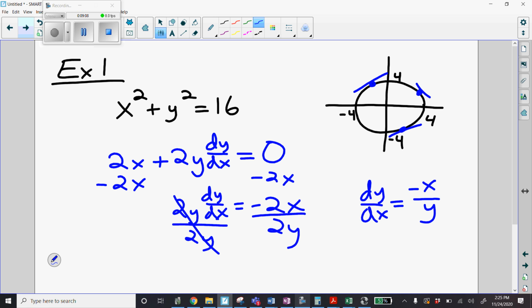Good, let's take a look at another example. By the way, when they ask you to evaluate at a point here, the nice thing about implicit differentiation is they usually give you both the x and the y value. Because we can't just say x equals 2, because there could be 2 different y values based on that x equals 2 or 3 or 4. Okay? Let's take a look at a second example.